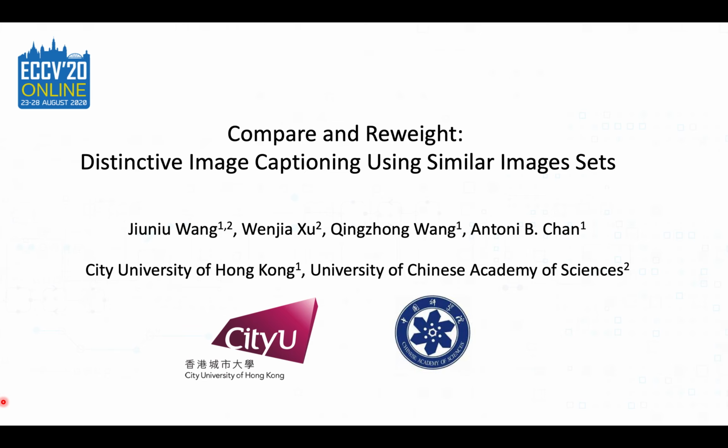Hi, in this paper, I would introduce a new metric and new training methods for distinctive image captioning. This is a joint work from City University of Hong Kong and University of Chinese Academy of Sciences.